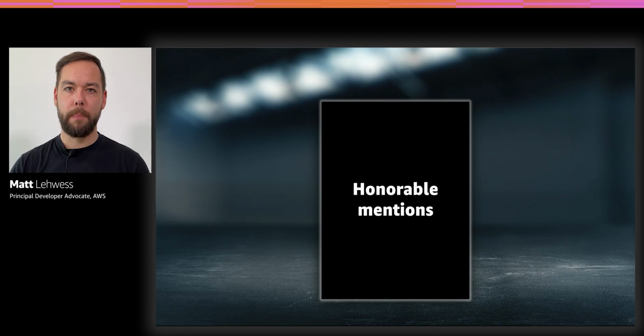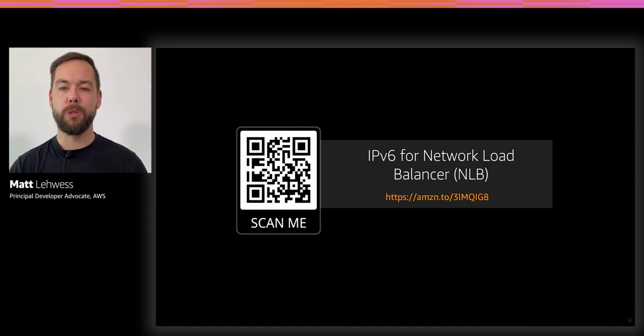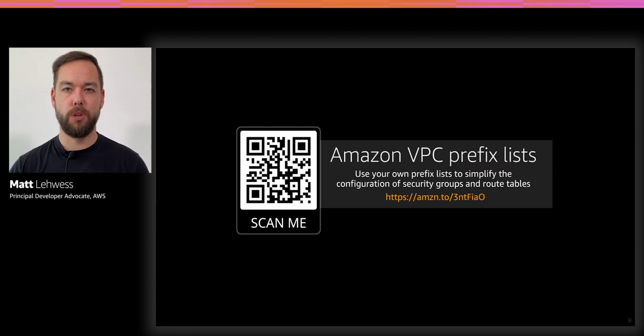All right, so just wrapping up here, we've got a couple of honorable mentions. Bring your own IPv6 was released, so if you want to bring your own IP range to AWS, you can now bring an IPv6 range. IPv6 for Network Load Balancer was also released, worth checking out if you're interested in load balancing with IPv6. And again, I mentioned it earlier, v6 is super important. And then lastly, Amazon VPC prefix list. So you can create a prefix list to help simplify your configuration of your security groups and route tables. Worth checking out too to help with some of that simplicity.